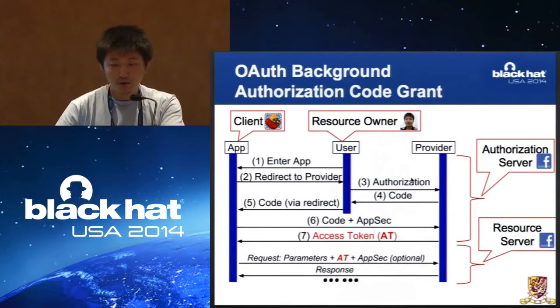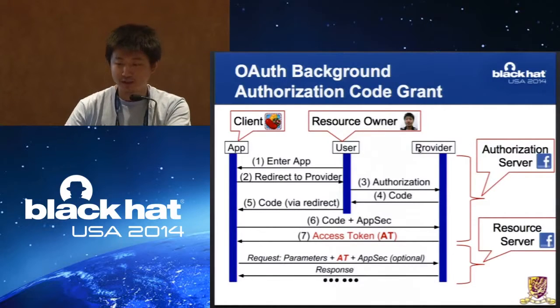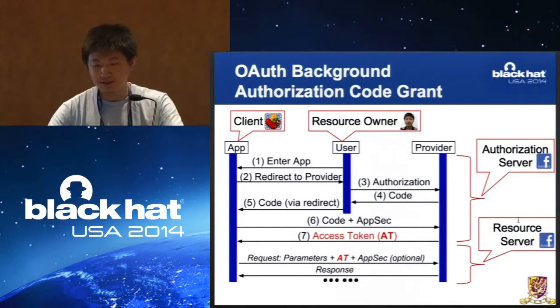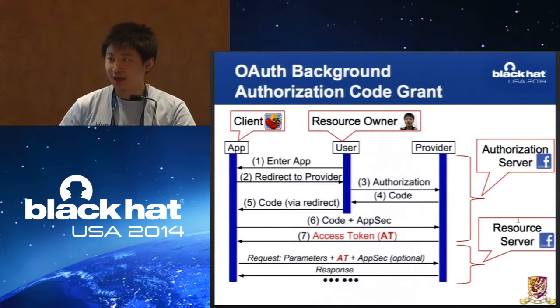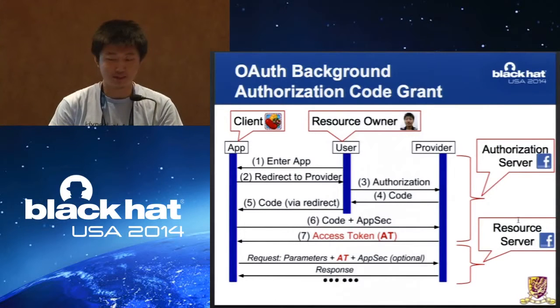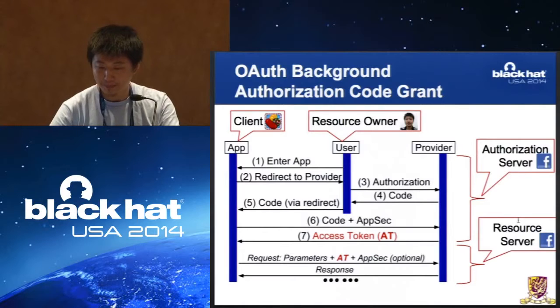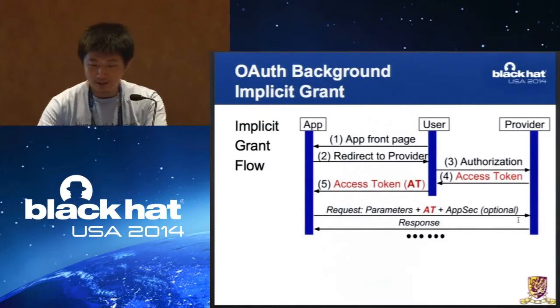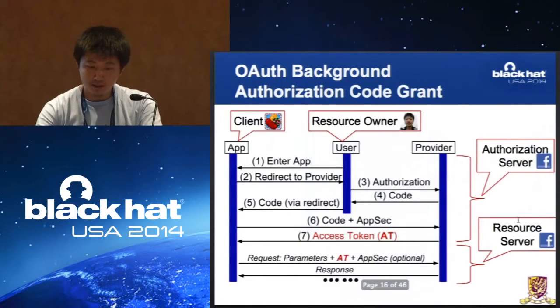Okay. And in the OAuth terms, actually the app is called client, the user is called resource owner, and the provider is divided into authorization server and resource server. But in our case, since we're talking about online social networks, the provider serves both roles as authorization server and resource server. So we only use one participant here.